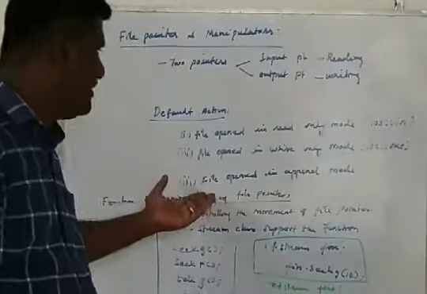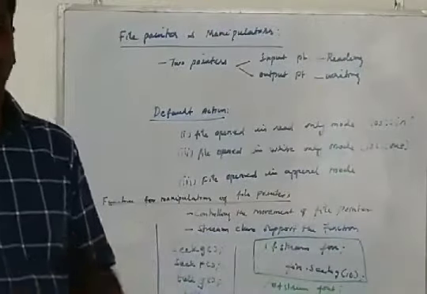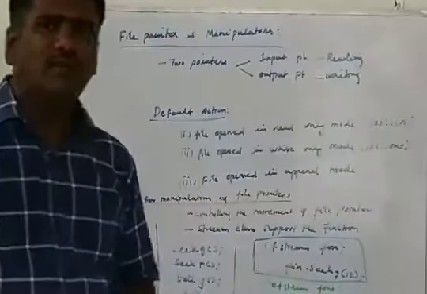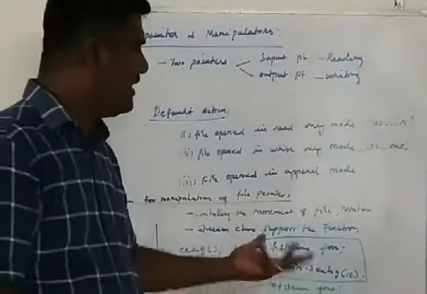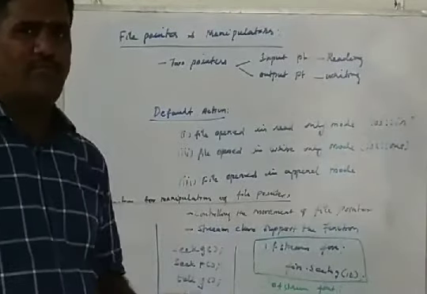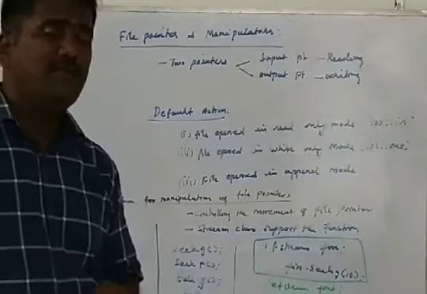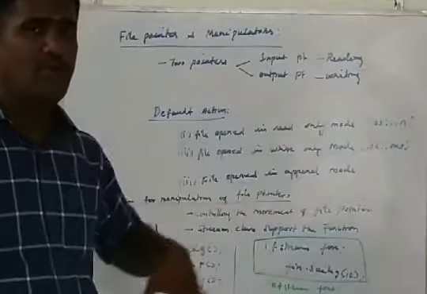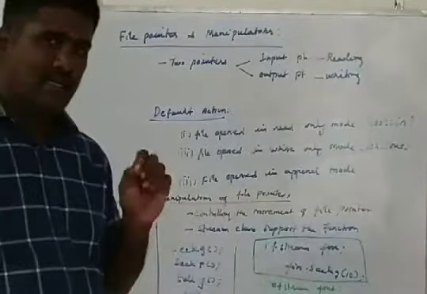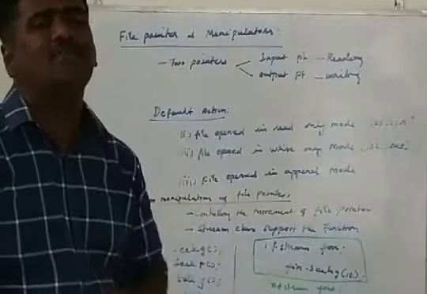That is the third concept: the file opened in append mode. What is the difference between these two modes? Both modes are used for writing purposes, ios::out and ios::app. But what is the main difference? When the file mode is ios::out, the file is ready to write from the beginning.